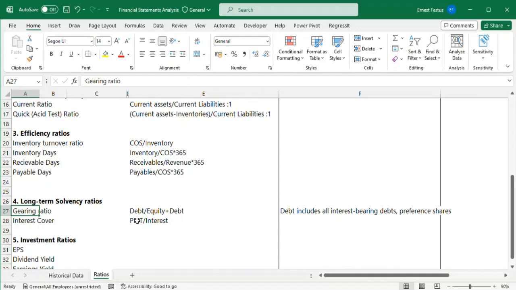It is talking about the relationship, as we can see from the formula, between the debt and the equity plus reserves of the company. What is the mix of debt and equity the business uses to finance its operations? That is what we call the gearing ratio.